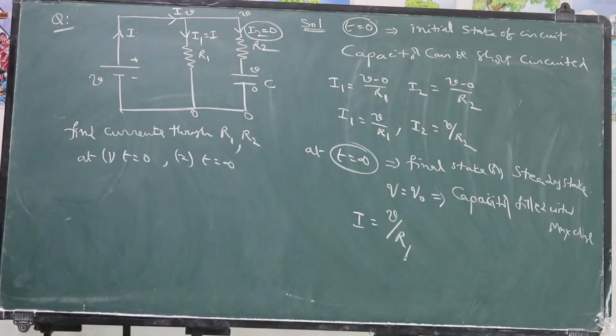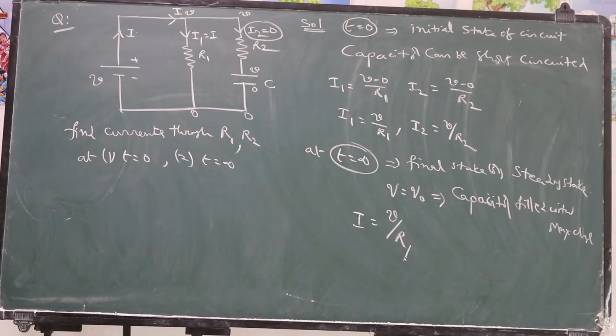So it is a very simple question. At time t equal to 0, our thinking is such that the capacitor is removed and the ends are short circuited. Then current passes through both the resistors. At time t equal to infinity, the capacitor is fully charged, so no current passes through the branch containing the capacitor. So the entire current passes through the other branches of the circuit, that is, entire current passes through R1.